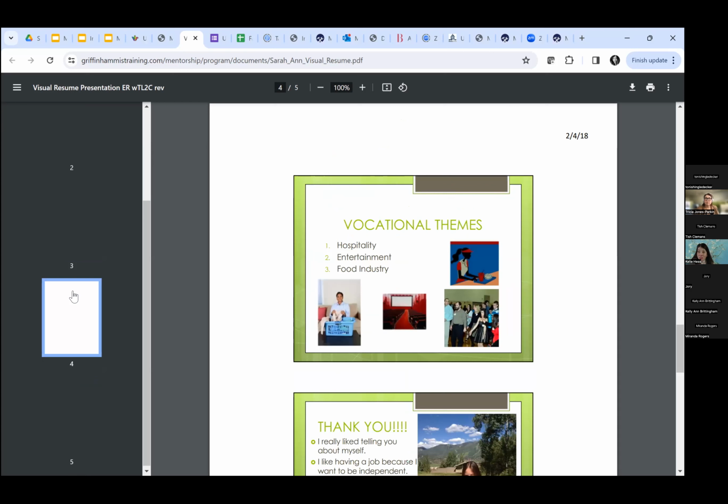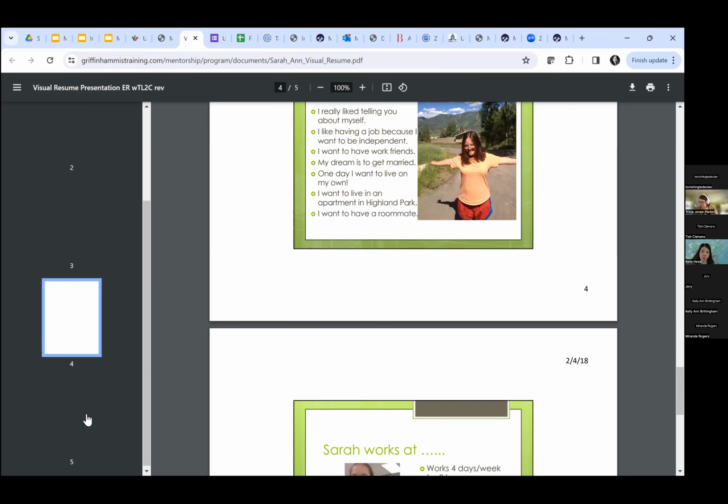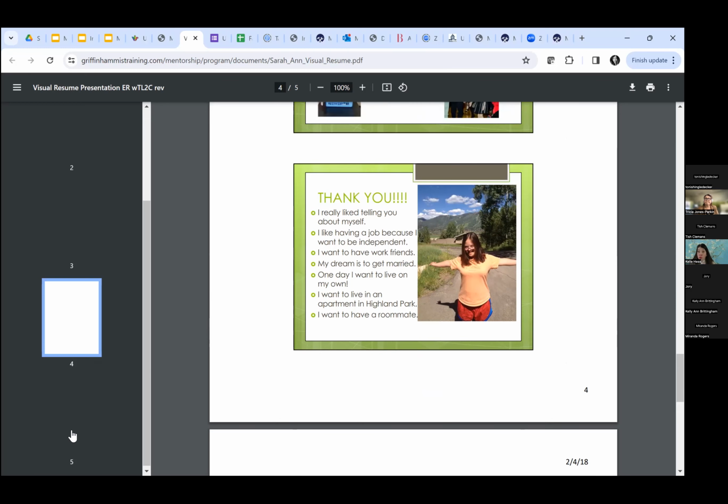I like that this lists her vocational themes. I really like the ones that share what supports help them to be successful. Some of them do that. I can't remember if this one does or not.